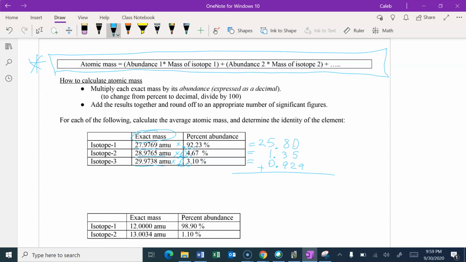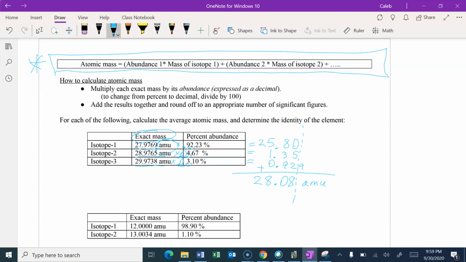Now, this is a good chance to remind you that when we're adding or subtracting, we want to round to the lowest number of decimal places. So the lowest number of decimal places that I have here is 2 decimal places, and it's right there. So I'm going to round to that place. When I add it up in my calculator, it's going to round up to 28.08. I think it's 28.079, but that rounds up to 28.08 since I'm rounding where I drew that dotted line. And our units are AMU. We just want our units to match what we have right there.